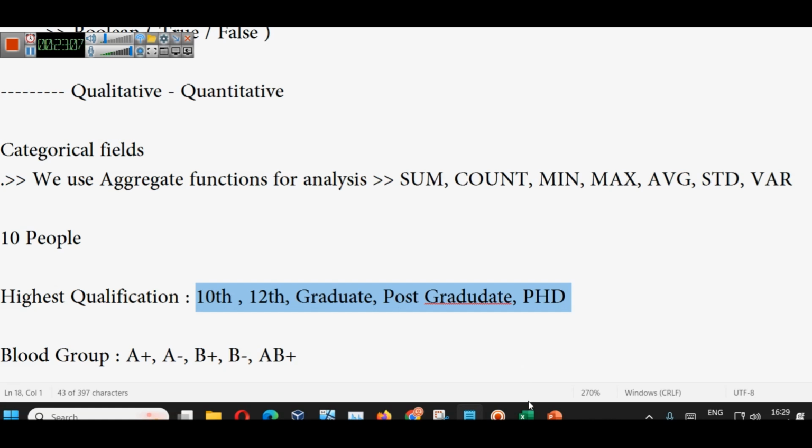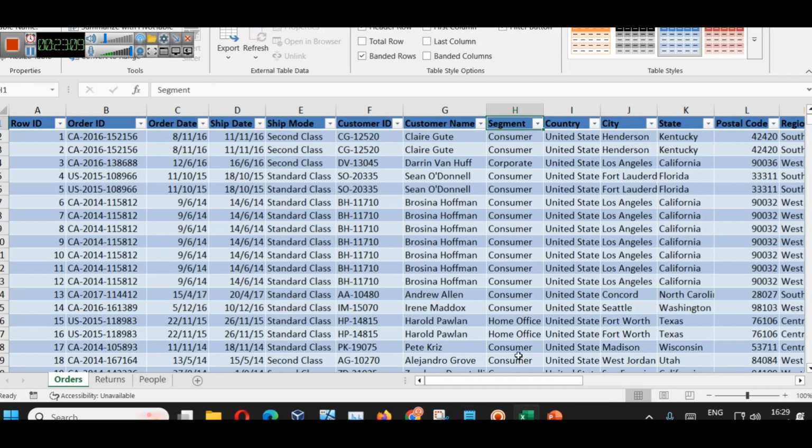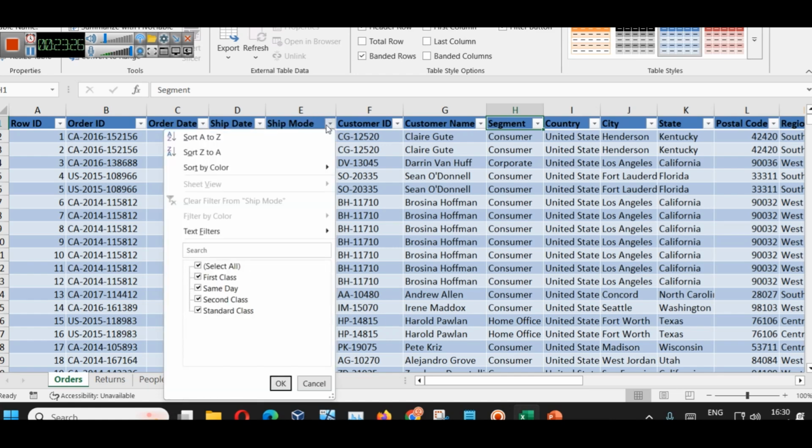For example, when you order something from a company, you get options like same day delivery, next day delivery, or regular delivery. Have you seen that, right? So for example, here in shipping mode, you have first class, same day, second class, standard class, right? Do you see some order here?